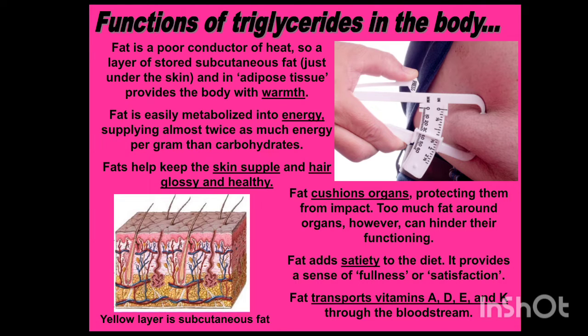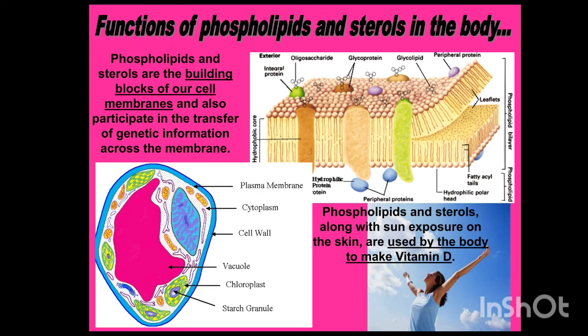Fat cushions organs, protecting them from impact. Too much fat around organs, however, can hinder their functioning. Fat adds satiety to the diet. It provides a sense of fullness or satisfaction. Fat transports vitamins A, D, E, and K through the bloodstream.